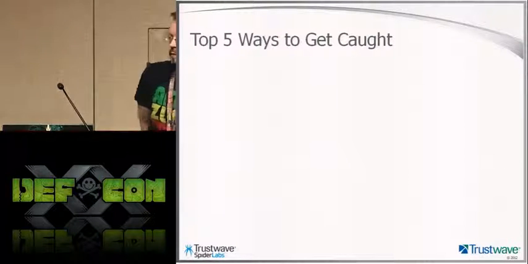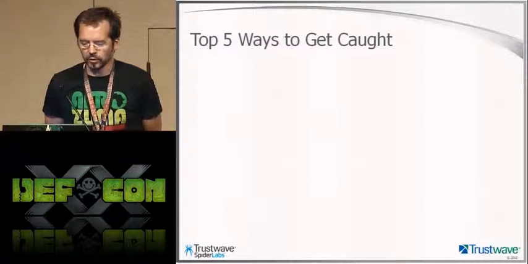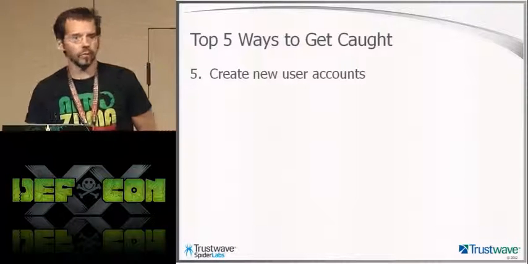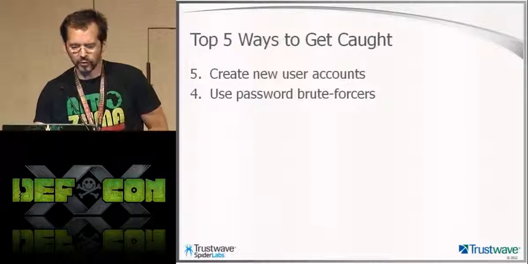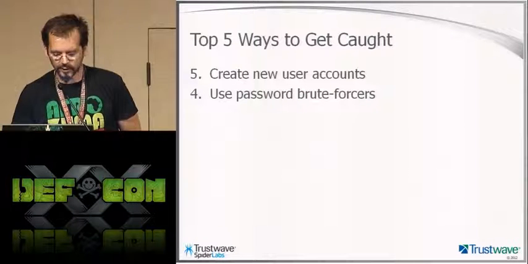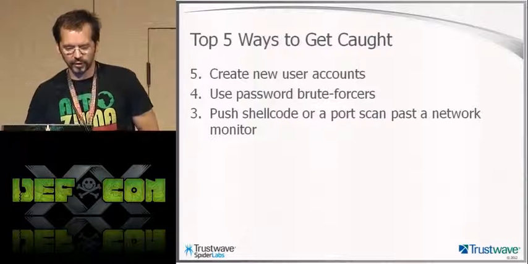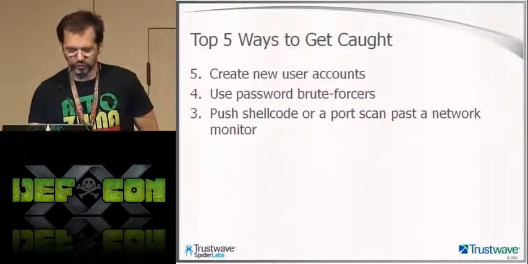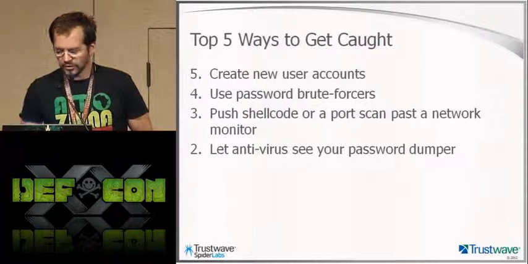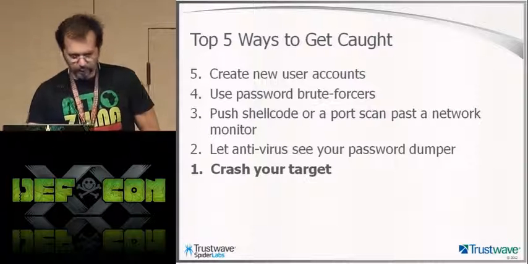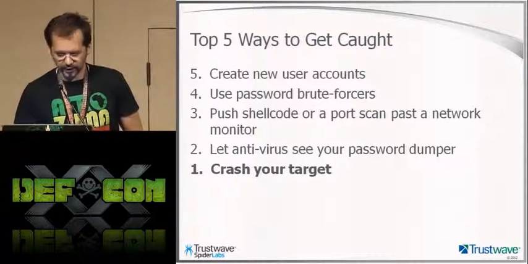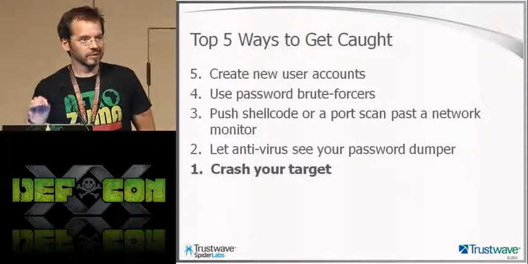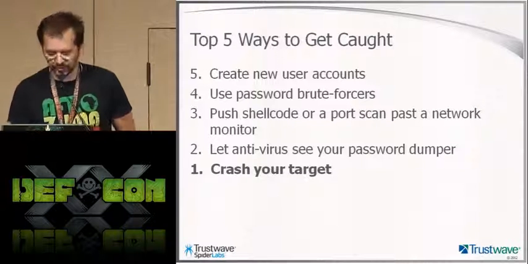So, to summarize what I've been saying about real-world pen testing, here's my top 5 ways to get caught. Number 5, create new user accounts. I don't see the point in that. Don't do it. Number 4, use password brute forcers. That's a really great way to lock accounts and otherwise trigger or announce your presence. Number 3, push shellcode or port scan past a network monitor, or in general, use port scanning. Number 2, let antivirus see your password dumper. Don't do that. Number 1, crash your target. Didn't give a demo of that, but that's a common problem. So in summary, do the least stuff that you can do to accomplish your mission.